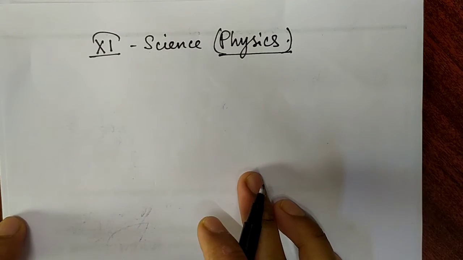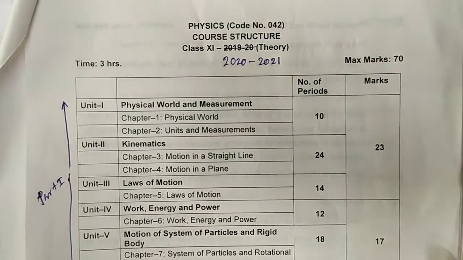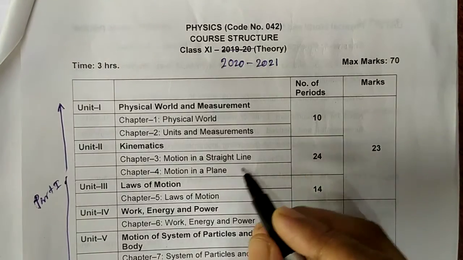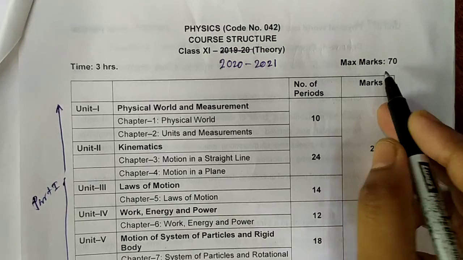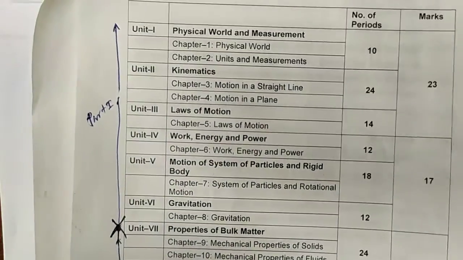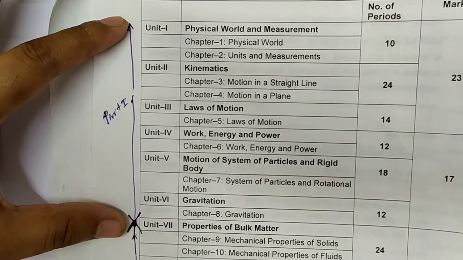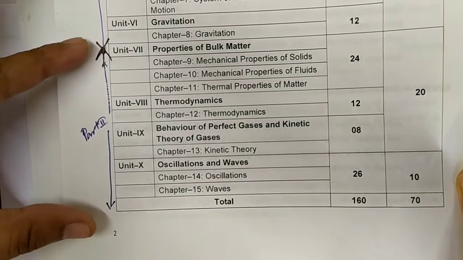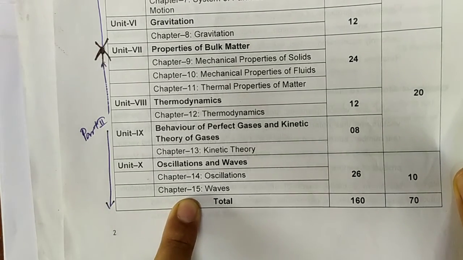Before we begin, I would like to give you a brief description of the physics course structure of class 11 science. Now this year's course structure is similar to last year. Here we will have in theory total 70 marks. We will have two books. First book will be considered as part 1 and the next book is part 2. We will have total 15 chapters.